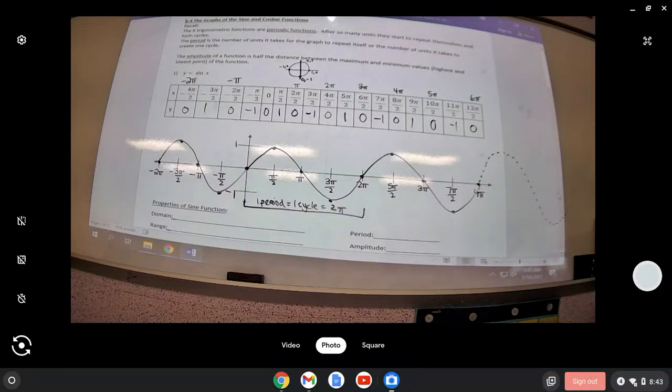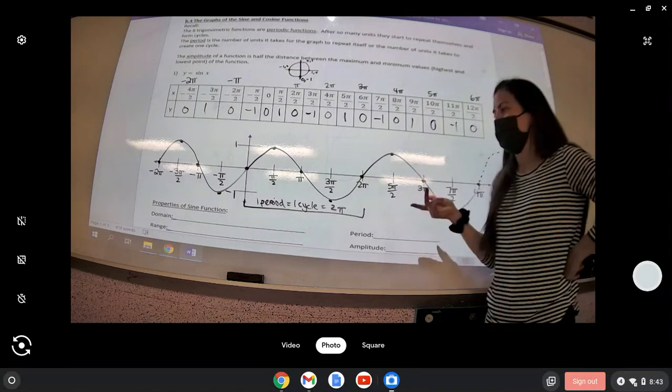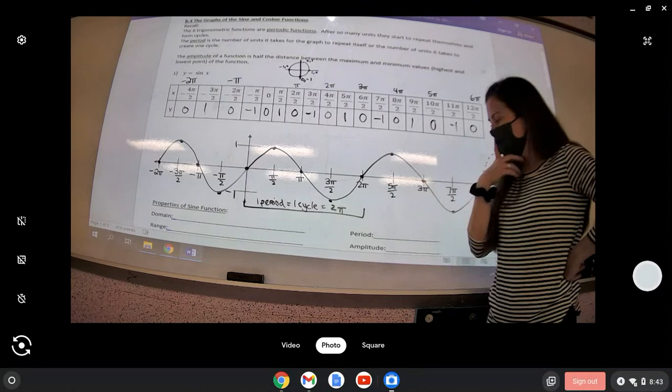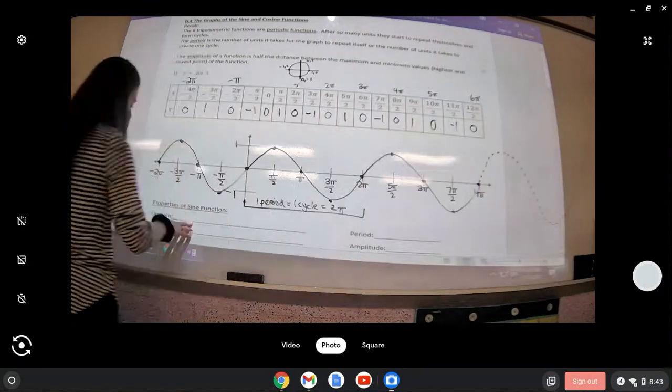Oh no. I want to fill all this in, but now I have to erase it. All right, well, let me do this first before this gets out of sight.